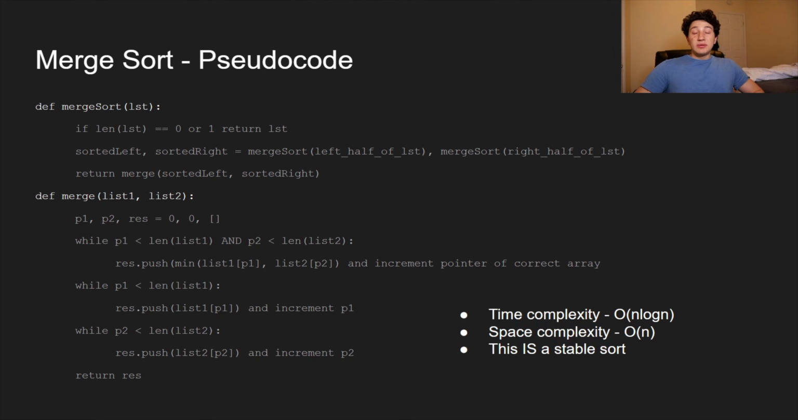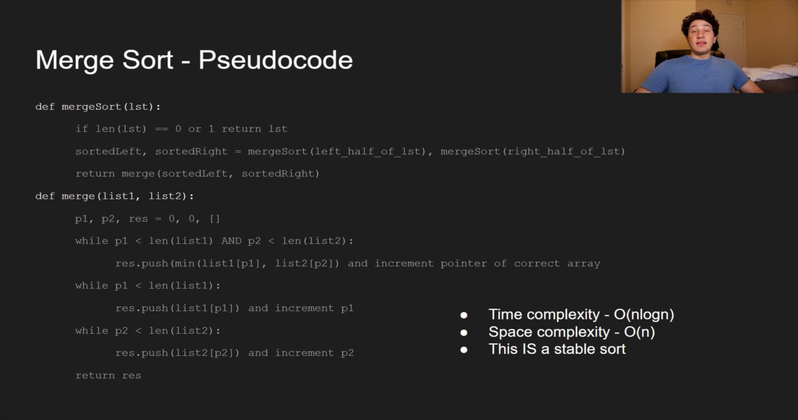Additionally, as far as the space complexity goes, we've mentioned that we're actually creating a secondary array called res in our merge function, and that is going to mean that ultimately this entire thing is going to be linear in terms of the space that it requires. Finally, this is actually a stable sort.